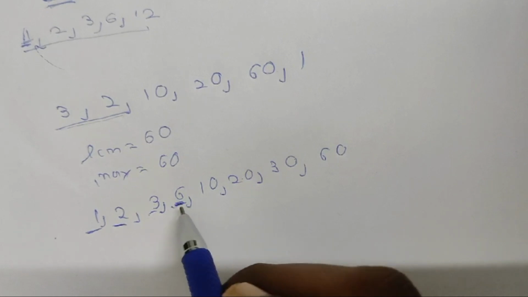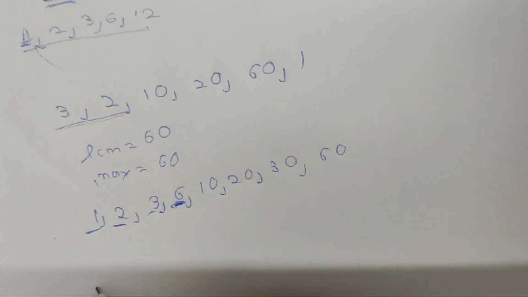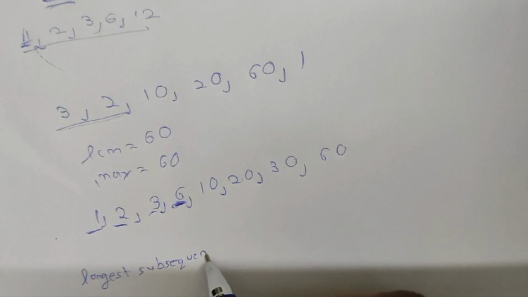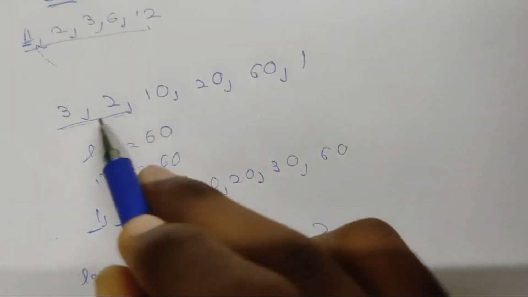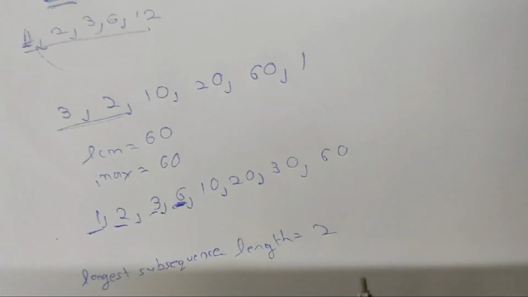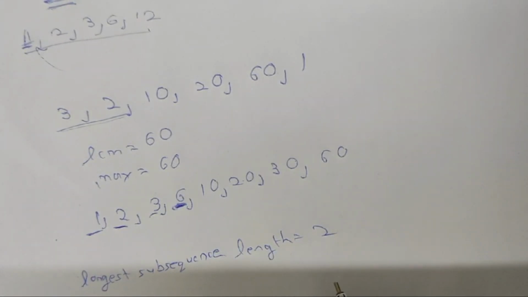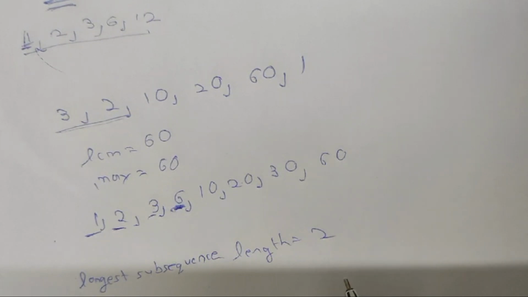So this is a valid answer. Currently the longest subsequence length is equal to 2, because we have used 3 and 2. So the longest subsequence length currently is 2.